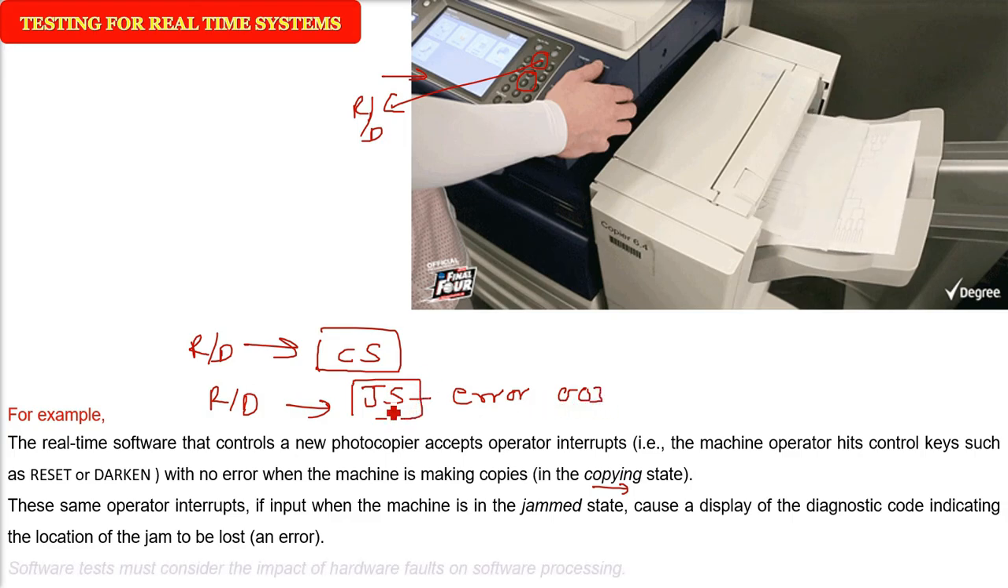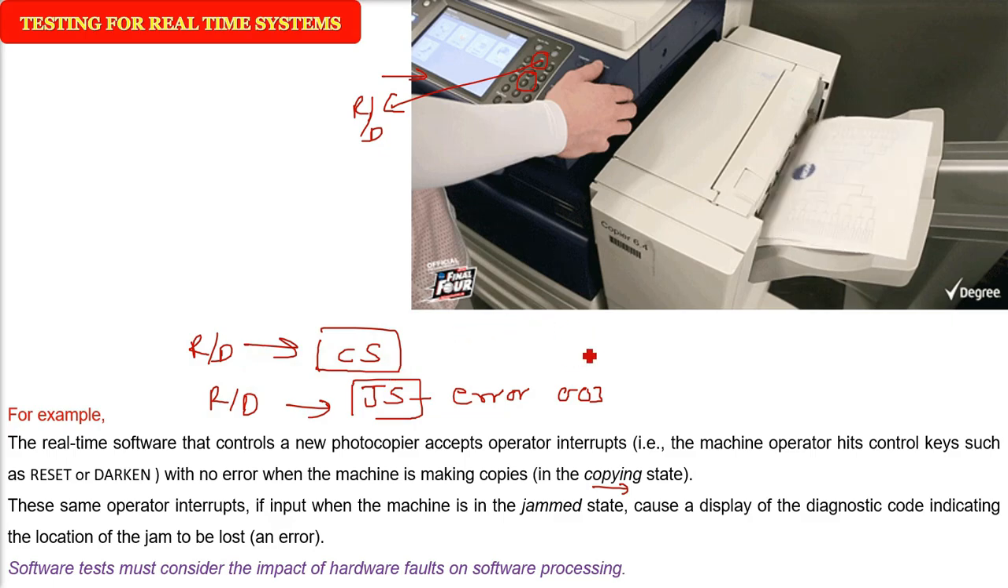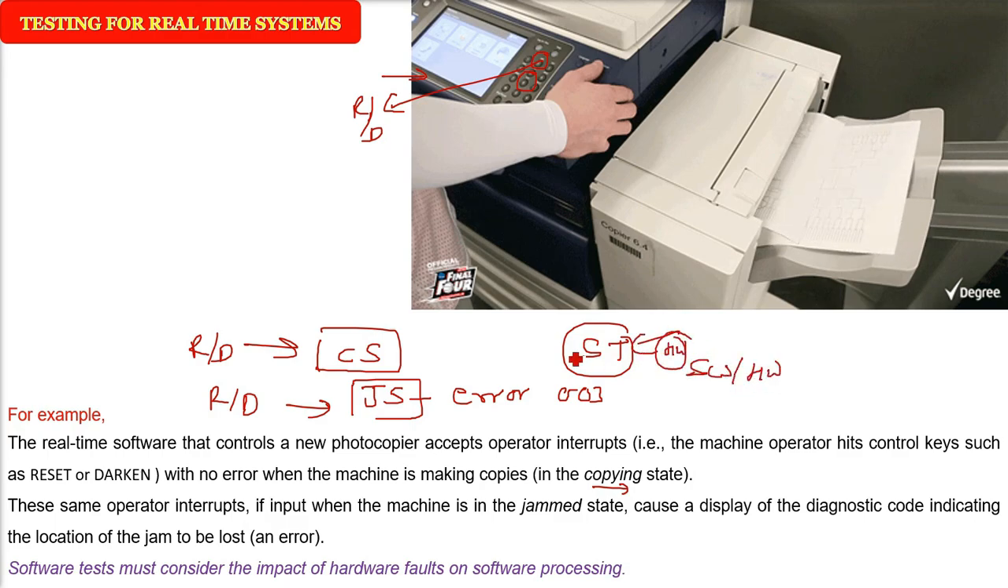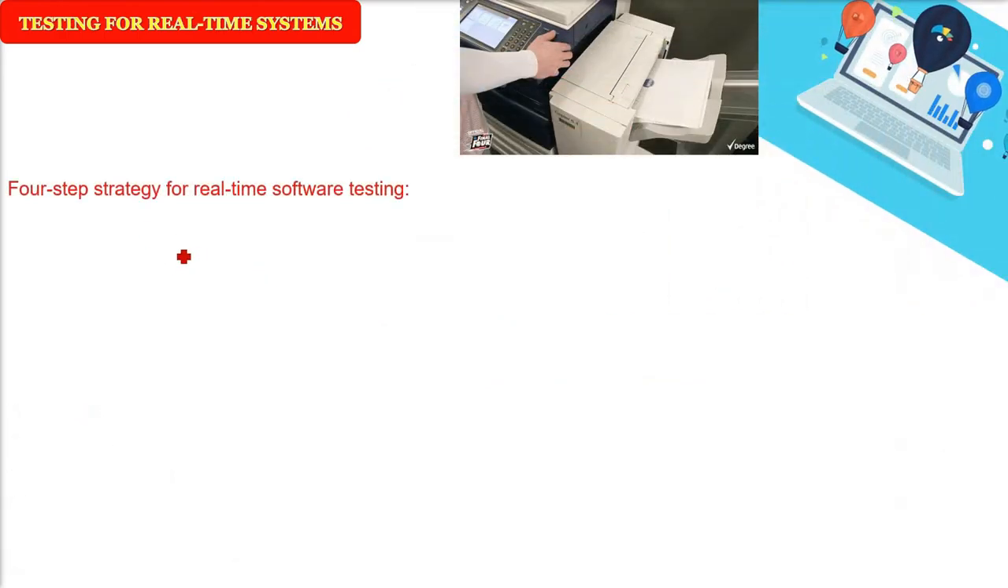So software test must consider the impact of these hardware faults on the software processing, because now a real-time system is a combination of hardware and software. So if some hardware failure is there, you have to consider that also. So there are certain strategies. We are going to discuss a 4-step strategy for real-time software testing.